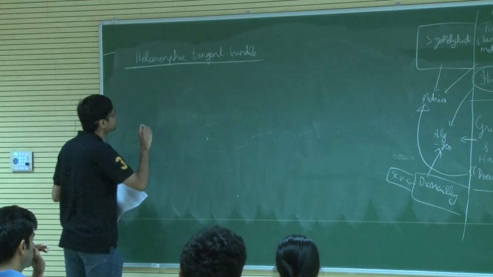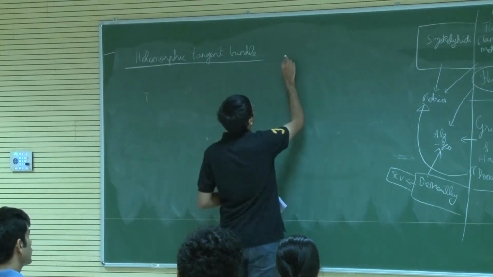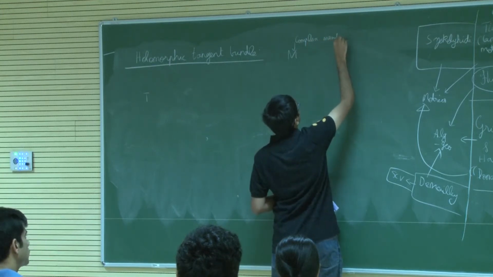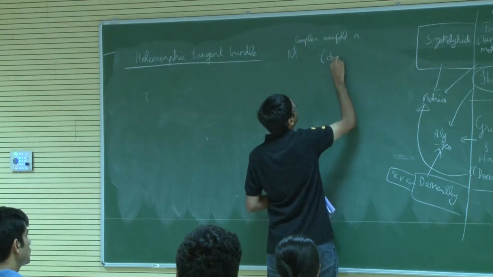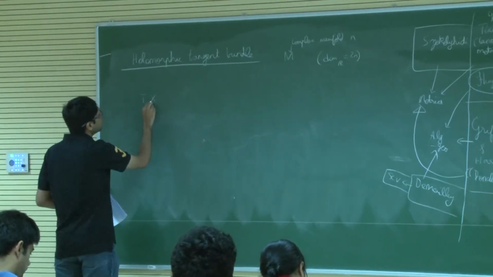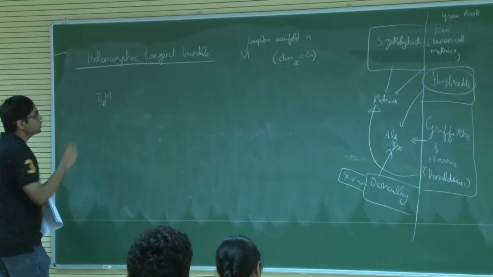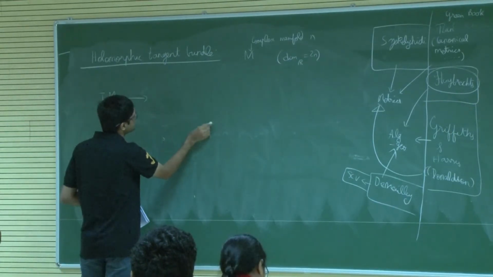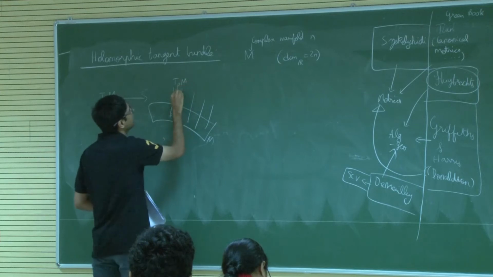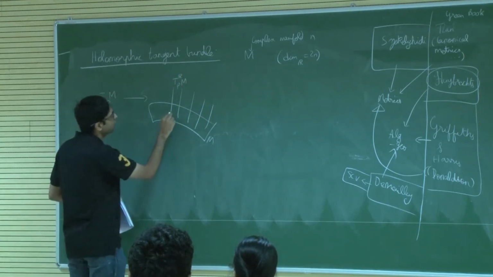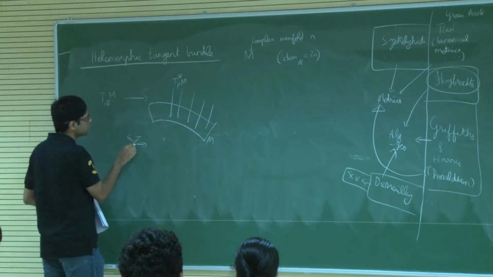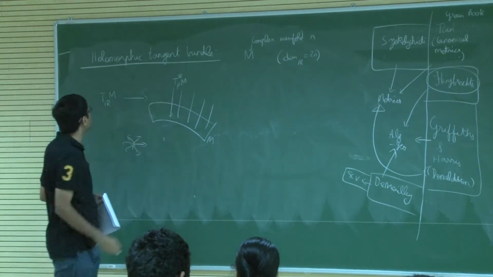The point is that if you take a manifold M, a complex manifold of complex dimension n, so real dimension 2n, and take the real tangent bundle, the usual tangent bundle, then at every point p you have a real tangent space, which consists basically of tangent vectors. So it's 2n real dimensional.